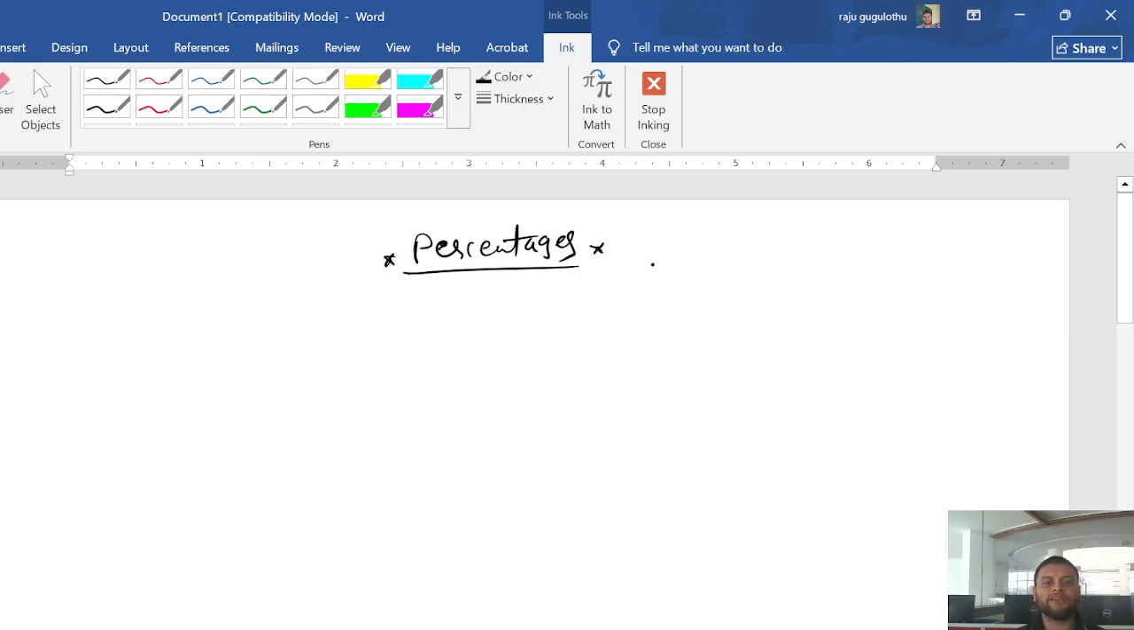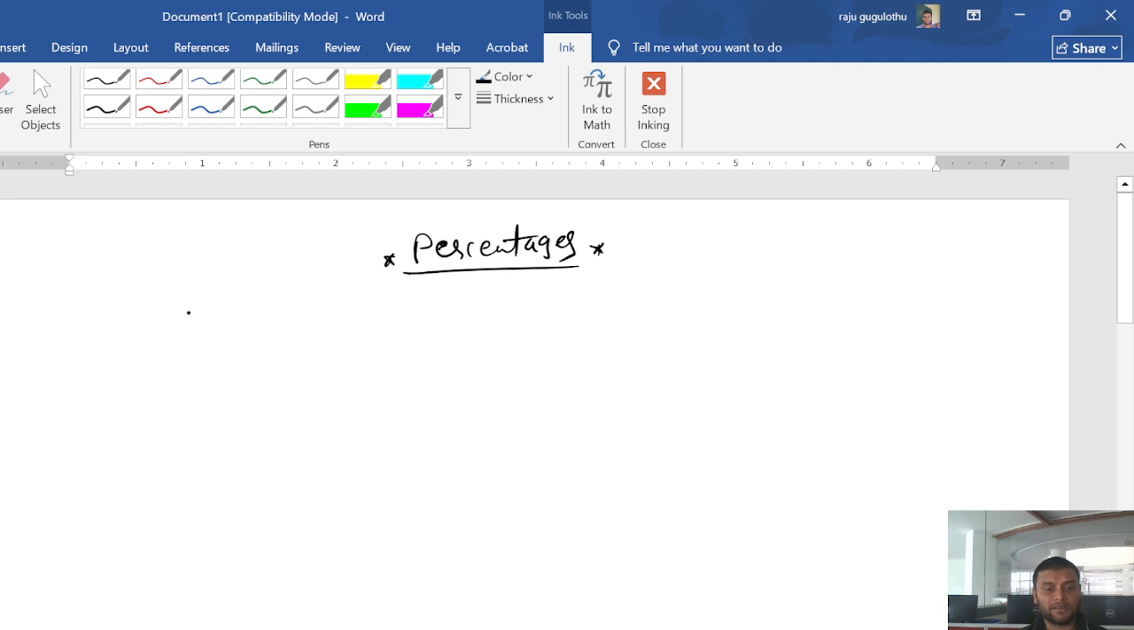Guys, in our day-to-day life, we will be seeing percentages. People speak about percentages. People ask you how much percentage of marks you are scoring in your BTech. Even in the analysis of any data, people will be using this percentage concept. So it is very important to learn percentages.